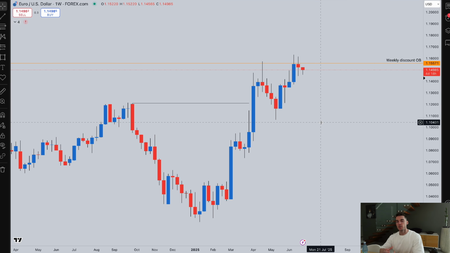Alright, so just wanted to jump on here and run through a quick weekly outlook for Euro USD, what I'm expecting moving forward for this week. As always, I'm starting on the weekly time frame here, just going through recent price action.